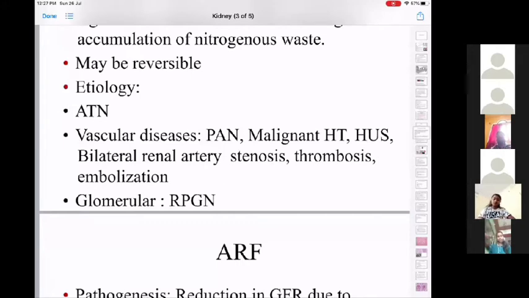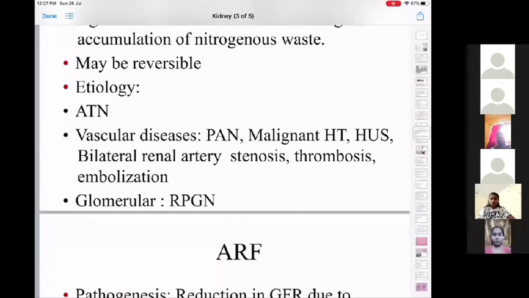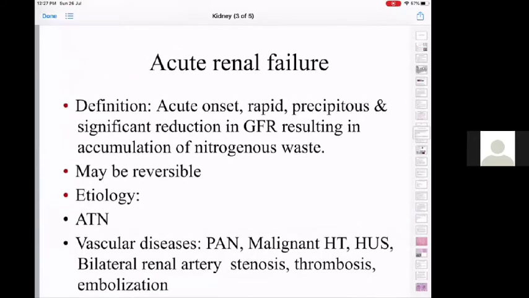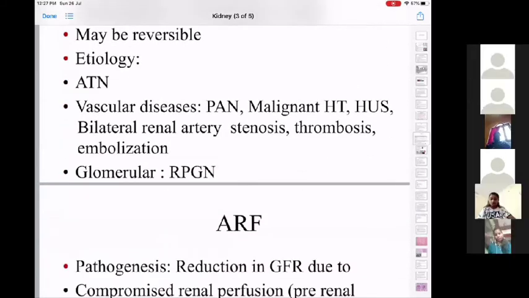Third cause is HUS. HUS is hemolytic uremic syndrome, bilateral renal artery stenosis, thrombosis, and embolizations. And the glomerular cause of acute renal failure is RPGN. RPGN is rapidly progressive glomerulonephritis. We will discuss later on glomerular disease.